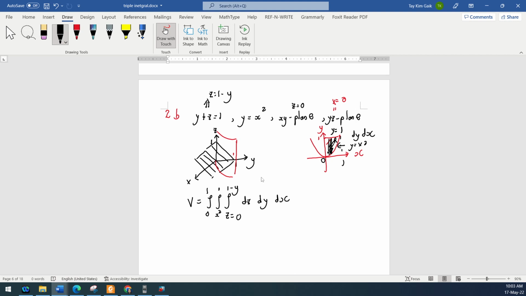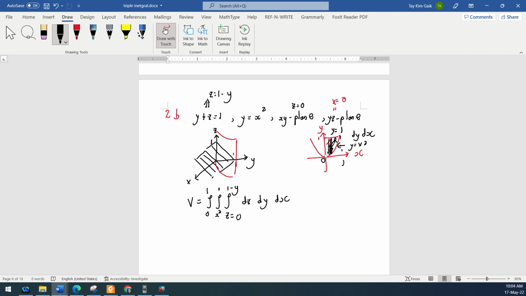I use dz because from here I can express z, so I integrate with respect to z first. From here I know z is 0, so the upper limit is z equal to 1 minus y. So dz, and then the outer is dy dx, or you can do dx dy.